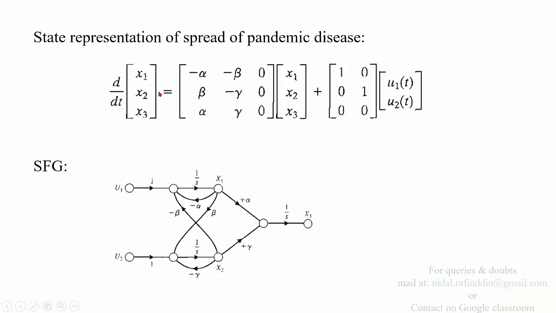So you have the state change x1, x2, x3 dot, which is given by a matrix obtained in terms of alpha, beta, and gamma. This is nothing but the matrix A. Then you have the state, plus the matrix B, and you have two inputs, u1 and u2. This can also be represented by a signal flow graph where you have u1 and u2 as the input given to the system, and this is x1 dot, or d by dt of x1, and this is x2 dot. So this node represents x2 dot, the state change of x2.